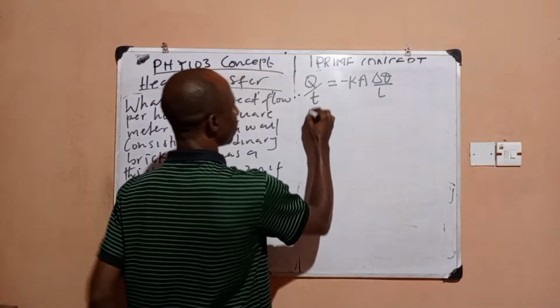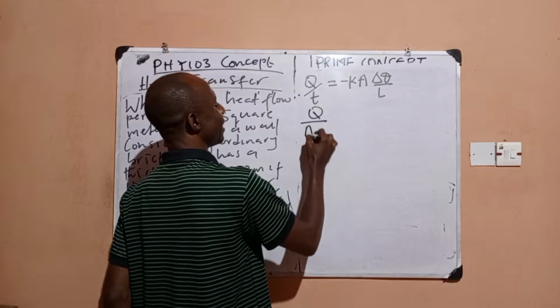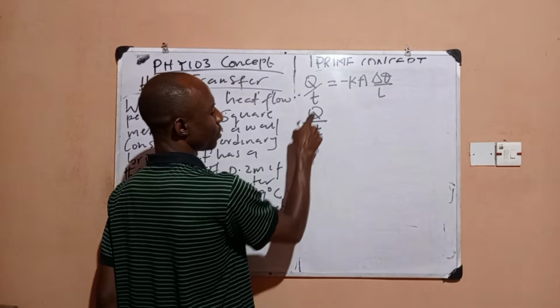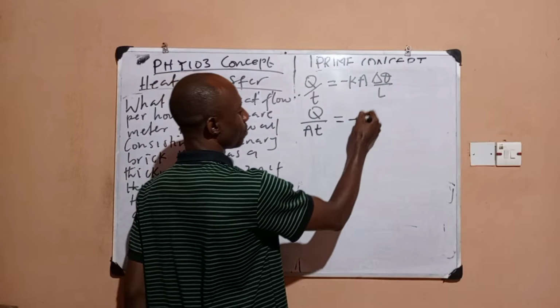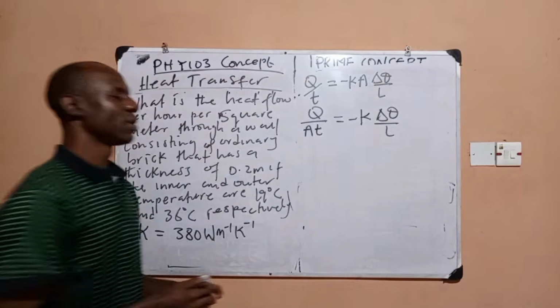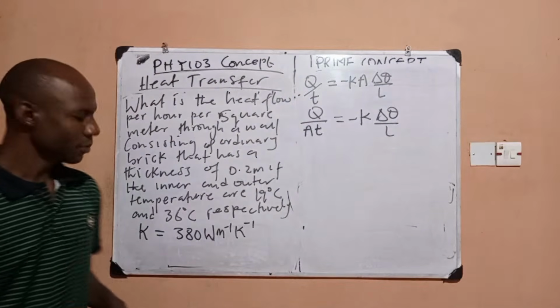So it means that they want us to get Q over AT. This is what they want us to get. So if you bring A down, you have Q over AT, which is equal to minus K delta T over L. So this is just what they want us to find.